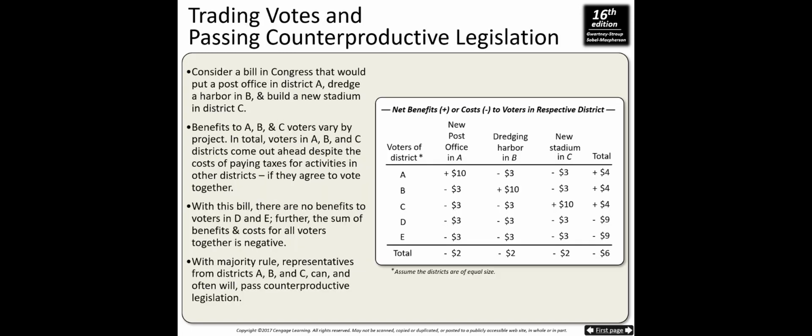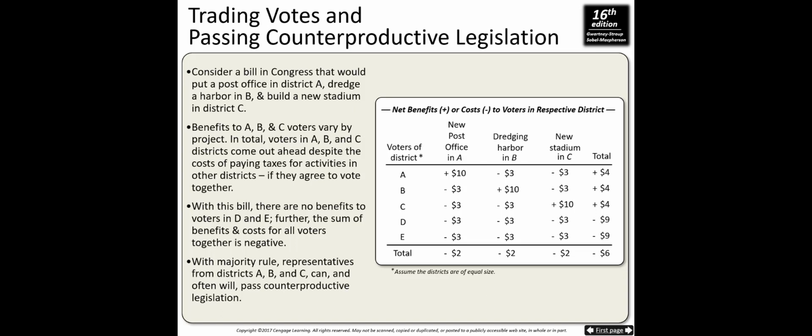Now let's look at one example, trading votes and passing counterproductive legislation. Consider a bill in Congress that would put a post office in District A, dredge a harbor in B, and build a new stadium in District C. So the benefit of the post office to A is $10, which is positive, but has a negative impact on voters in B and C. Why? Because they have to pay for it. In total, voters in A, B, and C districts come out ahead despite the costs of paying taxes for activities in other districts, and they agree to vote together. If that happens, all these projects are going to pass.